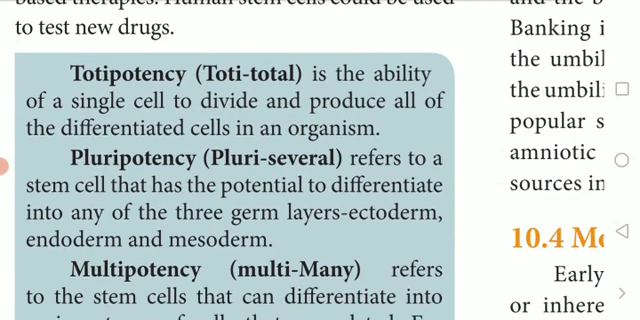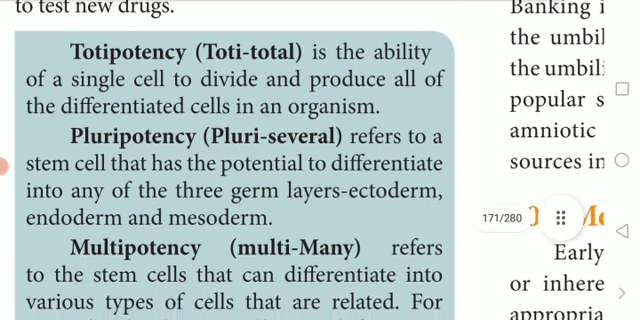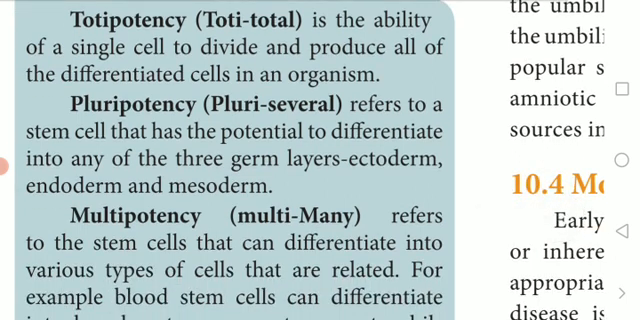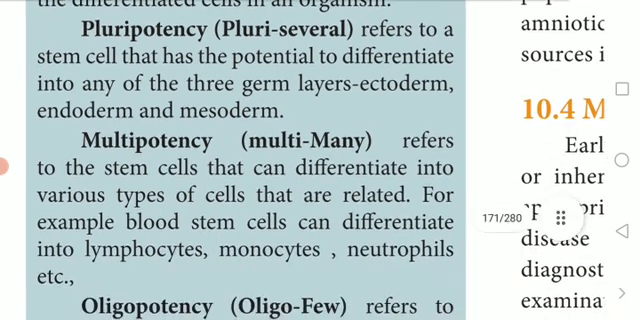Here, it's very important, 2 marks. Also important information which you have to learn: what is totipotency, what is pluripotency, what is multipotency, what is oligopotency, what is unipotency. Totipotency is the ability of a single cell to divide and produce all of the differentiated cells in an organism. That is totipotency. Pluripotency. Pluri means several.